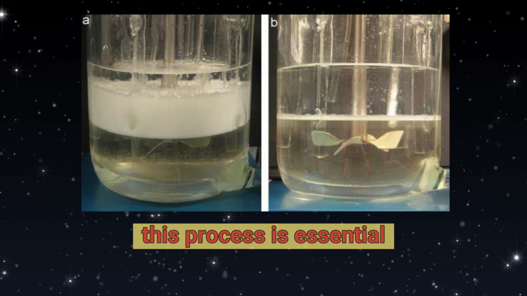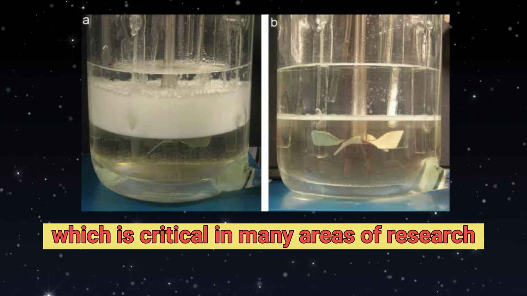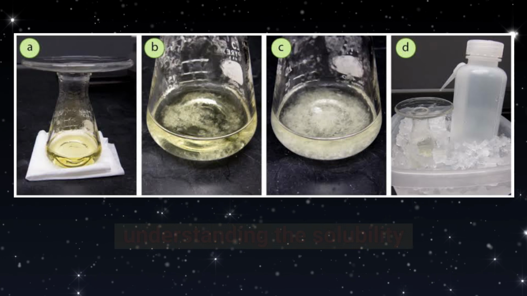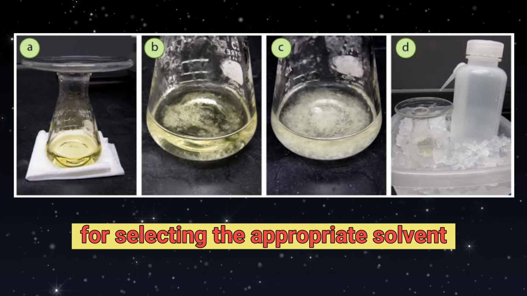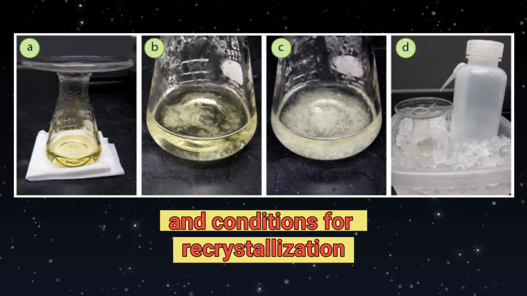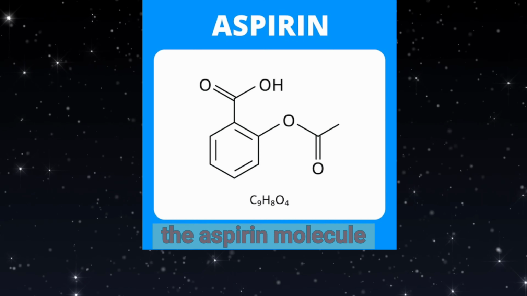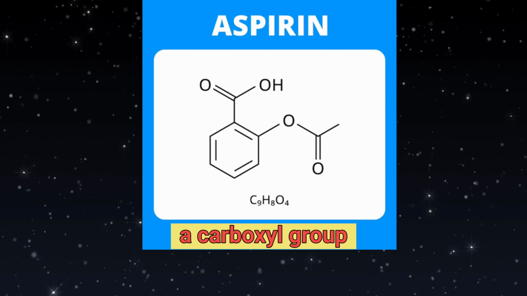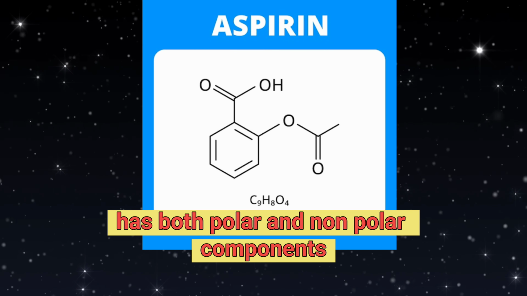This process is essential for obtaining high purity compounds, which is critical in many areas of research and industry. Understanding the solubility properties of organic compounds is essential for selecting the appropriate solvent and conditions for recrystallization. For example, the aspirin molecule, which is an organic compound made up of a benzene ring, a carboxyl group, and an ester, has both polar and nonpolar components.